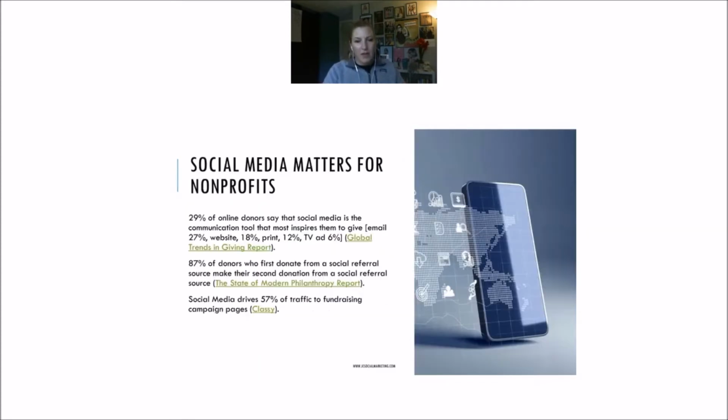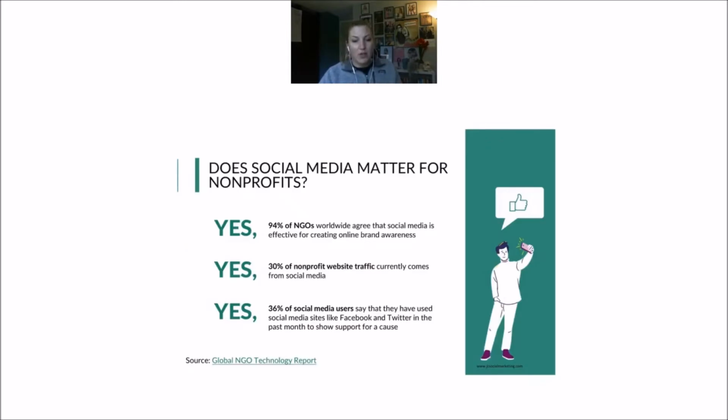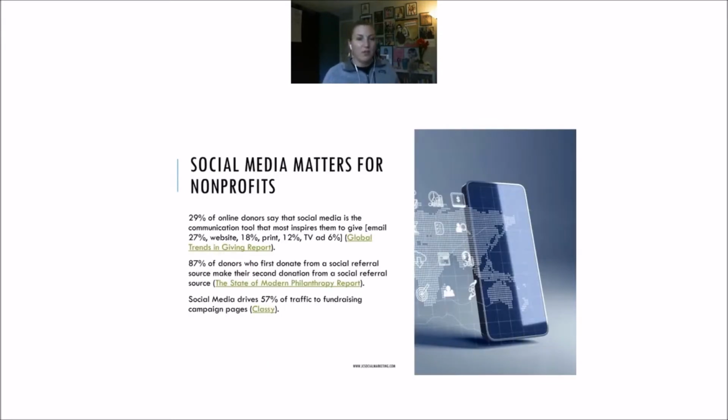The other thing that I wanted to draw your attention to, first of all, is the Global Trends in Giving report. Fantastic report. If you look at the last slide, the Global NGO Technology report. Those are very interesting reports if you're looking for some benchmarks. And I know that a lot of organizations are looking to see where they stack up and where they fit on the landscape.